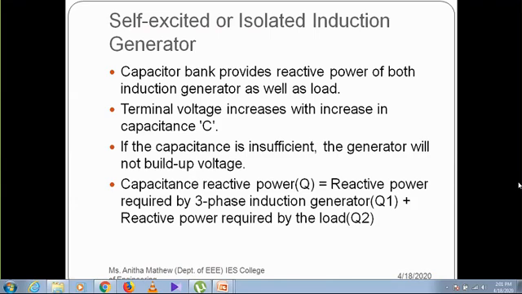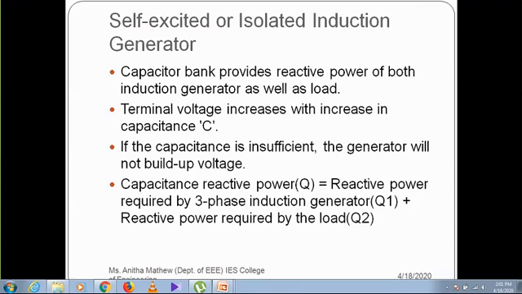The next question: whether the residual field is present initially. In this machine, we are providing three-phase supply in order to get a rotating magnetic field. Along with that, we are providing another prime mover to increase the speed of the rotor to a speed higher than the synchronous speed. Okay, is that clear?